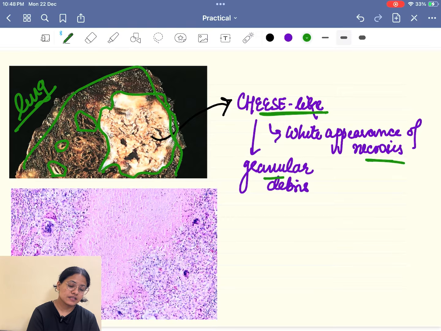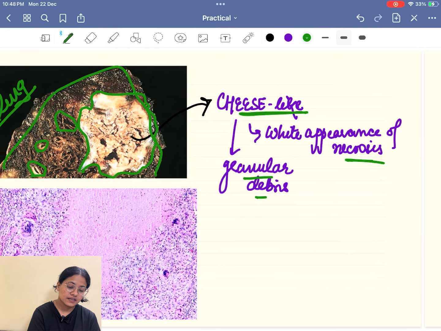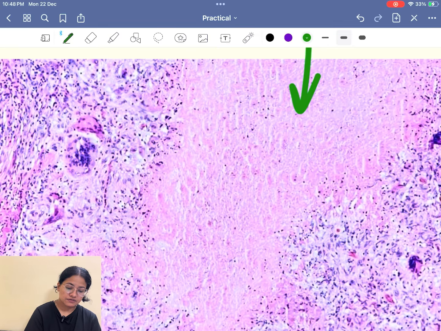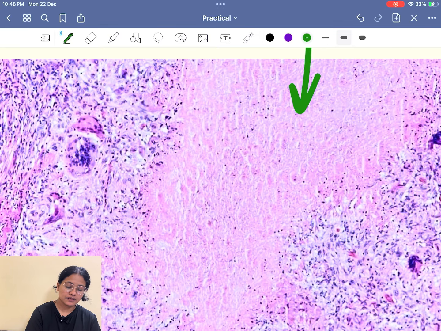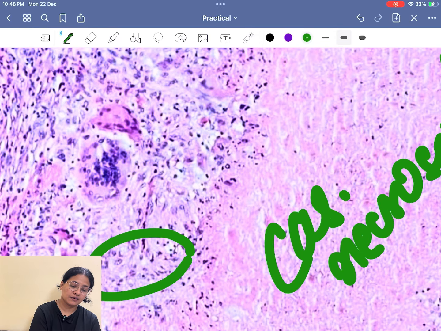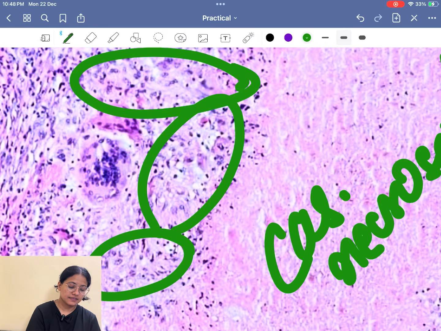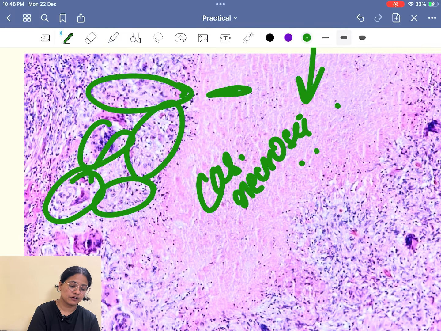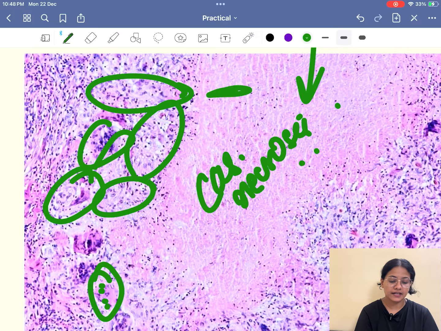It is infamously known as caseous necrosis. Okay, so what happens here, there's a cheese-like granular debris which on microscopy looks like an eosinophilic material with granular debris visible. So this is caseous necrosis, surrounded by so many epithelioid cell histiocytes, and then you have Langhans type of giant cells. Okay, horseshoe shaped. This one is a foreign body giant cell, but otherwise you will see Langhans type of giant cells.